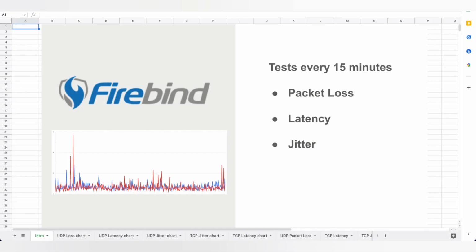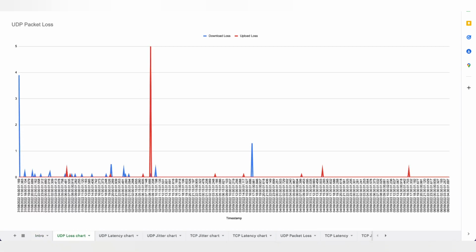Now let's look at connection quality. I used a tool called Firebind, which runs a test every 15 minutes and checks packet loss, latency, and jitter. These are the three metrics that really tell you whether you've got a good connection or not. So let's take a look at packet loss.